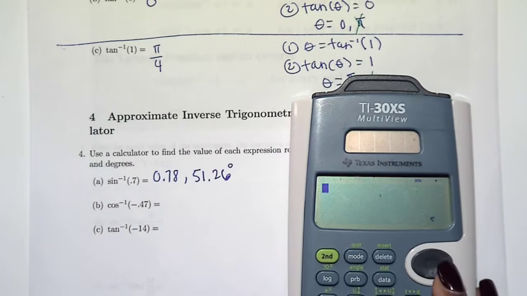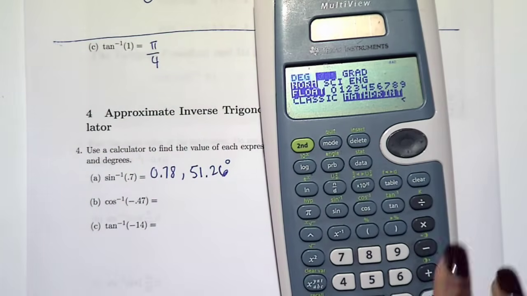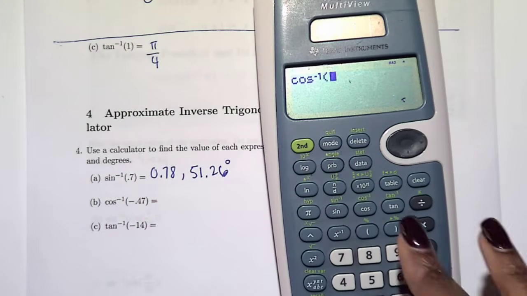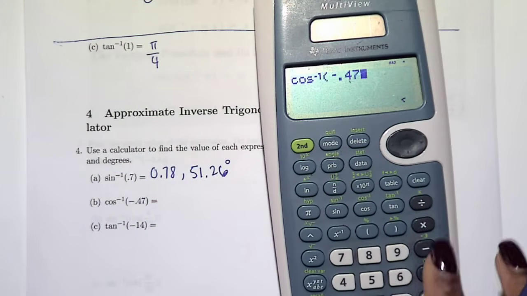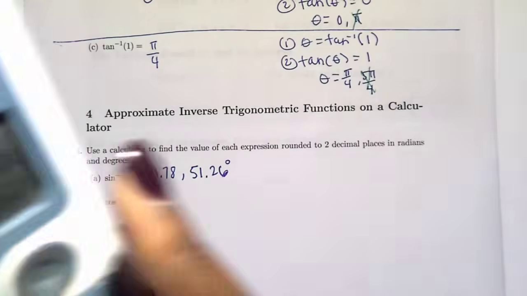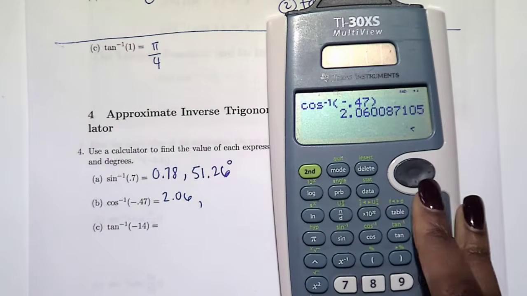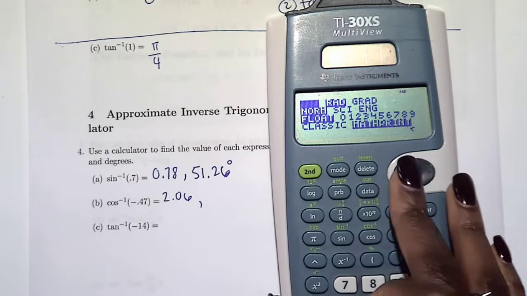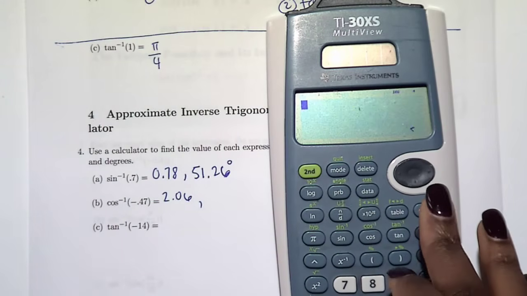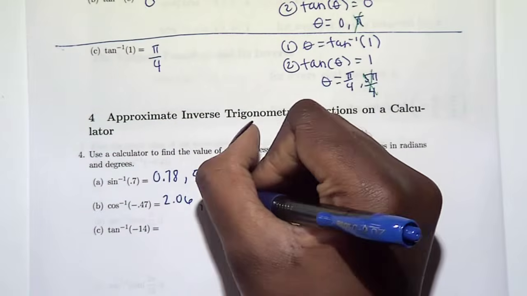All right, so let's do the same with cosine inverse. I'm going to put my calculator in radians mode. Cosine inverse of negative 0.47 is the angle 2.06 in radians. And then if we wanted to do it in degrees, cosine inverse of negative 0.47, that's 118.03 degrees.